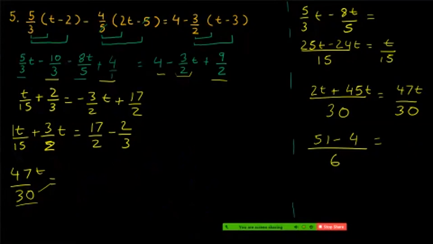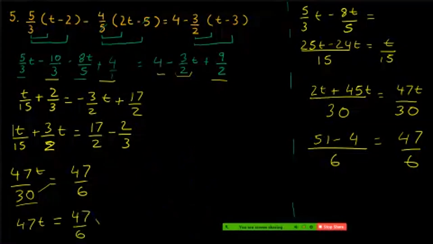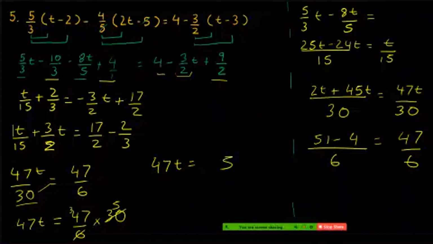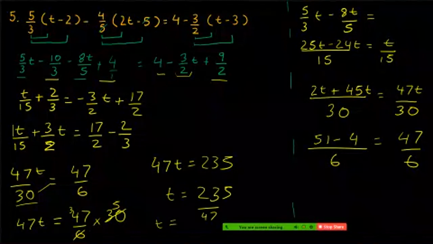So 47 upon 6, you said, right? So 47 upon 6. So now that we just times it, it will become 47t. And we do the same thing again. 47 over 6 times by 30. That cancels out to 5. So 47t is equal to 5 times 47, which is 235. And as per the calculation, 235 upon 47 should be 5. Am I right? Equal to 5.